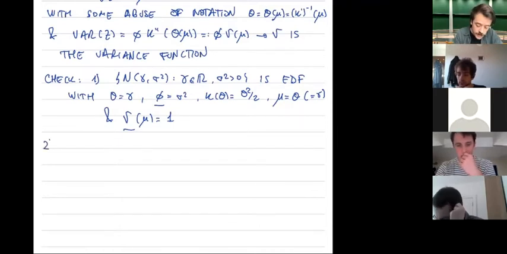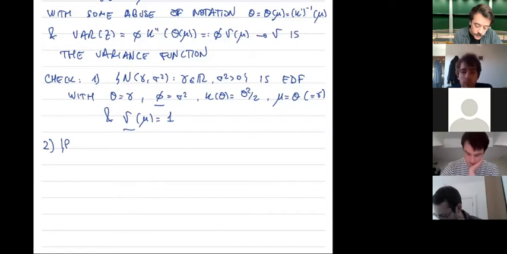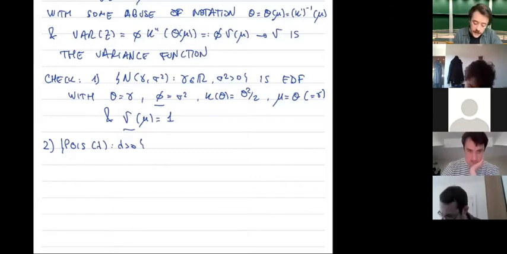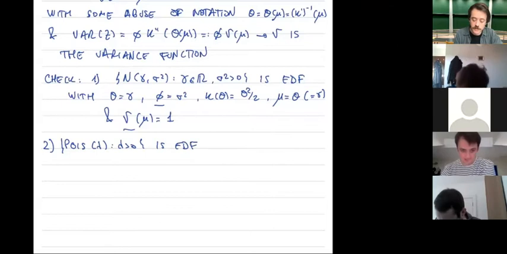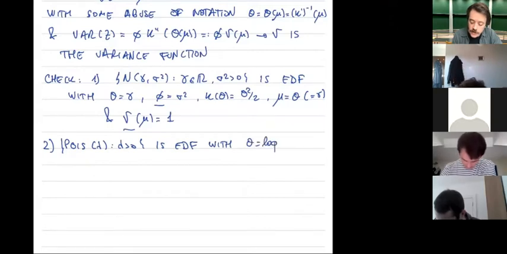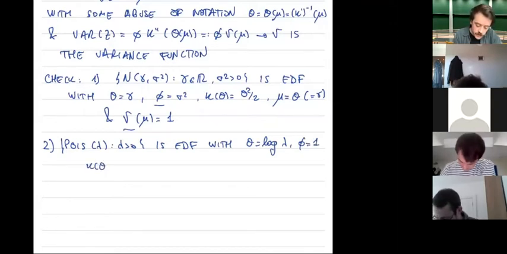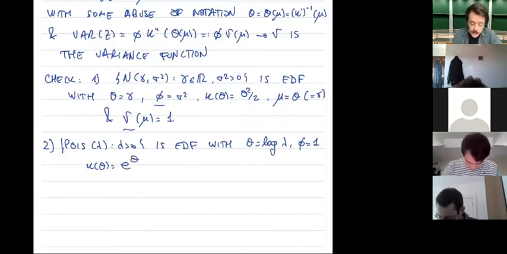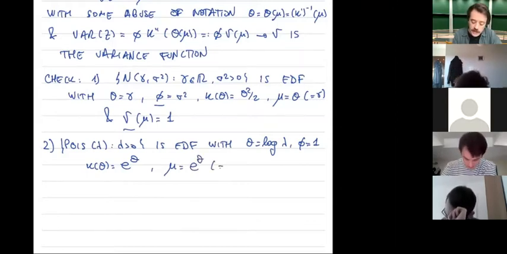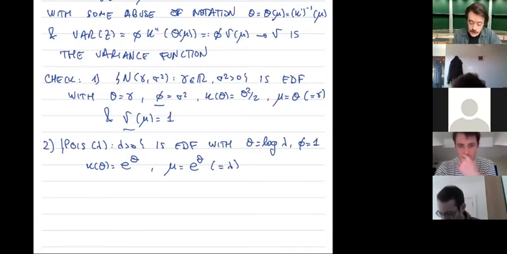Okay, so second example, we take a Poisson family of Poisson distributions, so lambda greater than 0, and I claim again that this is an EDF with the following parameters. So we have that theta is going to be the logarithm of lambda, then phi is going to be 1, the k function is going to equal e to the theta, then the mu is the derivative, so therefore it's just itself, so it's again the same quantity. And this, by the way, if we substitute the value for theta, then this is lambda, and lambda, of course, is the mean of a Poisson distribution or random variable, and so it makes sense so far.